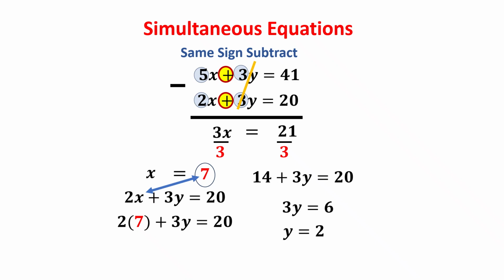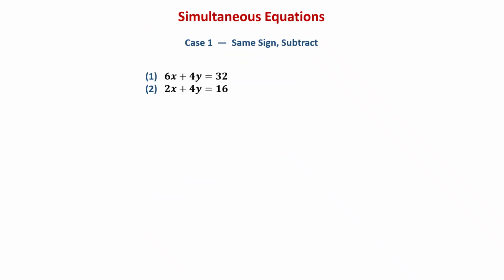So to conclude this, we first look at the numbers in front of the x and y. If we find equal ones, we look at their sign, and if the signs are the same, both positive or both negative, we subtract. Look at this example now.